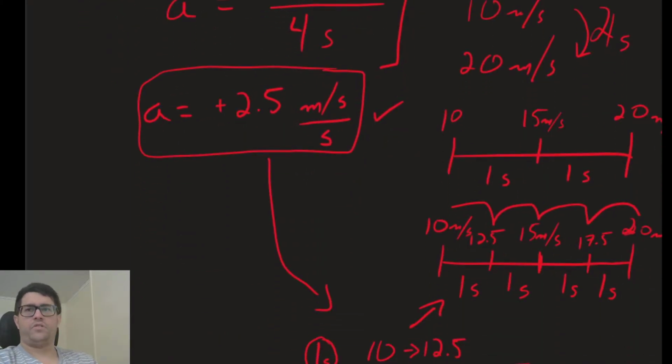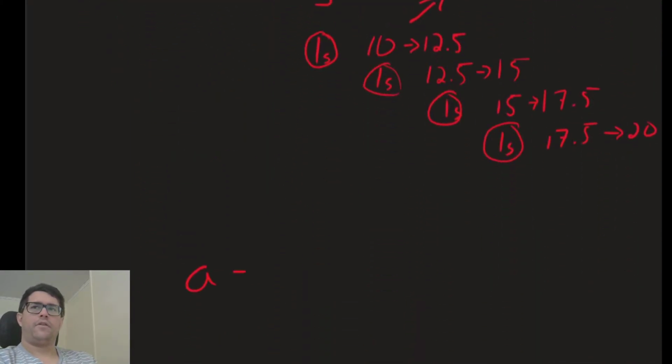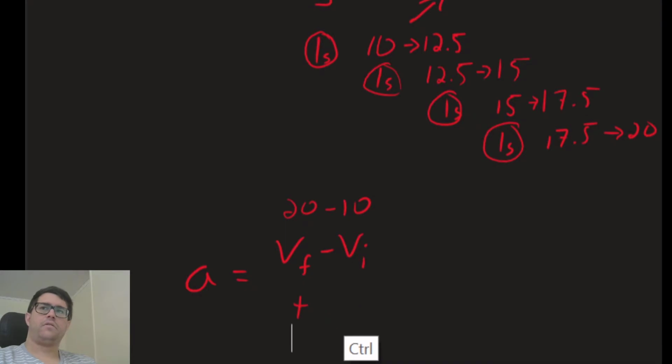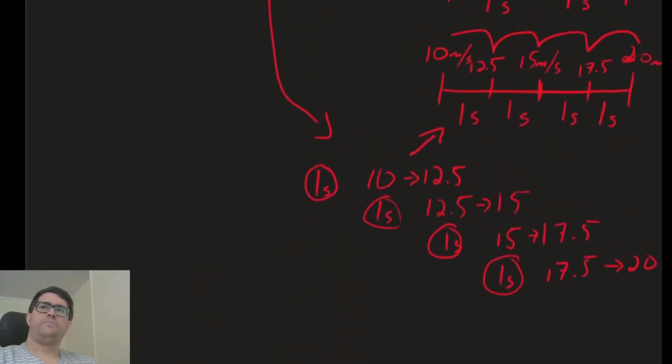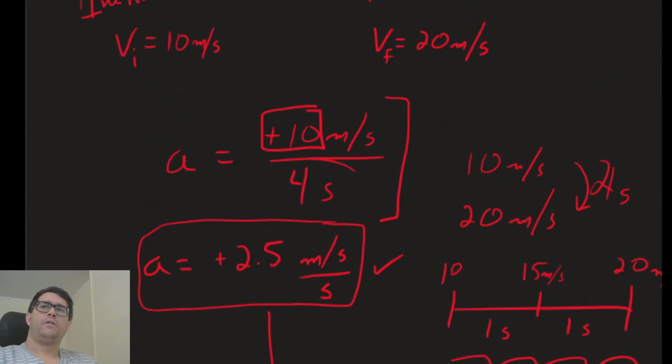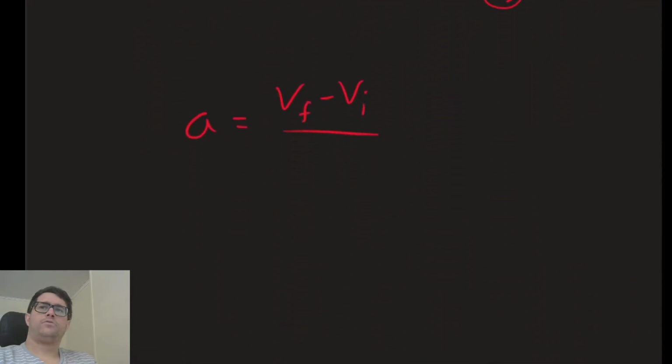So this is what we're going to put in our formula. Acceleration will be VF minus VI. So the 20 minus the 10 will give us the positive 10 that we were working with. And then we divide it by the time that it took to accelerate.